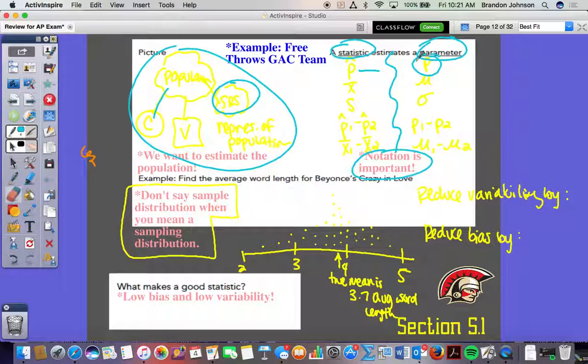All right, so the only thing that we're really going to talk through that's left is this idea of the Beyonce activity. Remember that? It's like my favorite one. So when we looked at this, we had two different samples that we took, right? We had our 5-word simple random sample. Now question, before I get to that, what is the difference between a sample distribution and a sampling distribution?